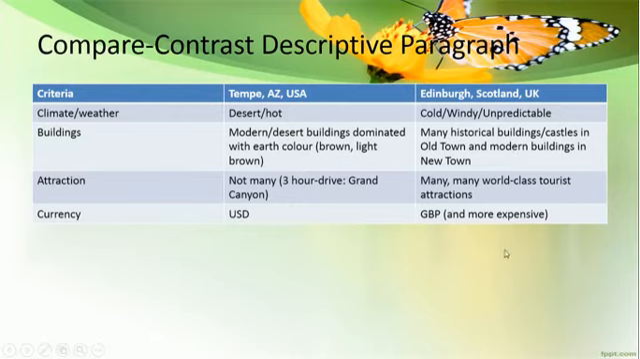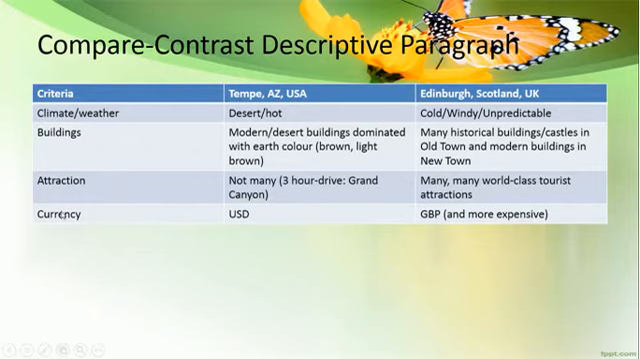In this example, I decided to choose Tempe, Arizona, the United States. That is a city in Arizona. And then Edinburgh, Scotland. That is a city in Scotland, the United Kingdom. And then I will try to compare these two cities in terms of these criteria. The first is climate or weather, and then buildings, attraction, currency.